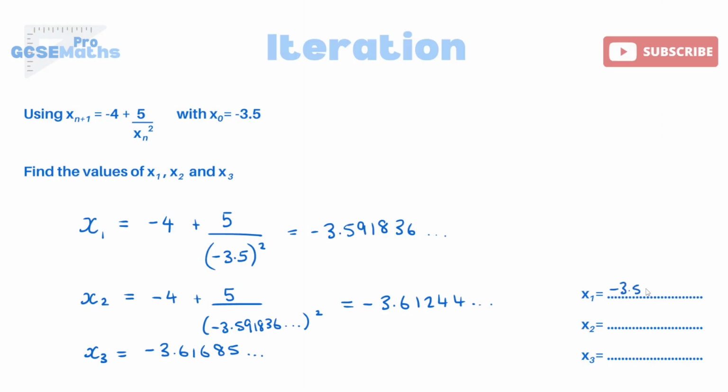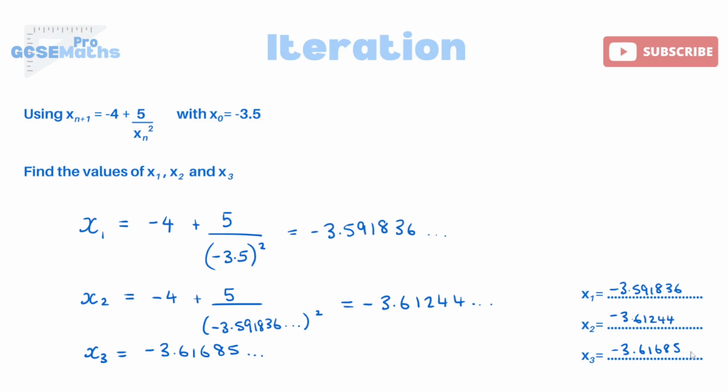And so those would be my answers here. Negative 3.591836, negative 3.61244, and negative 3.61685. Definitely put a decent amount of decimal places down as well, because obviously if I rounded that to 1 decimal place, they'd all be the same solution, wouldn't they? You wouldn't be able to distinguish. So definitely write at least 3, maybe even 4 or 5 decimal places.